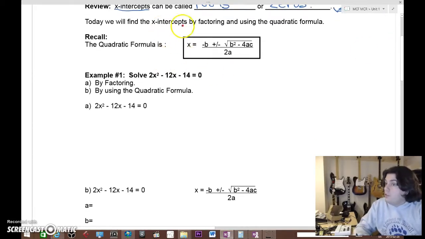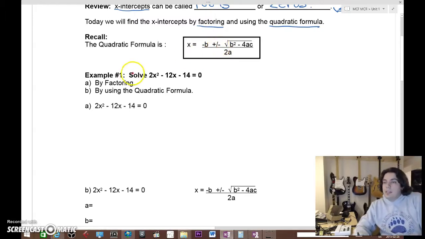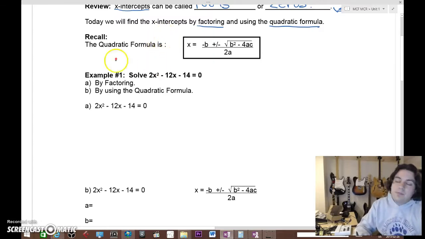Now, we're going to use two methods. We're going to factor, and we're going to use the quadratic formula. The quadratic formula is written here. We'll talk about it in a minute, but first I want to focus on the factoring method, because when we can, it's typically a lot quicker just to factor. We're actually going to talk about a third method today as well, but it's an easy one. So anyway, the first example is to solve by factoring.